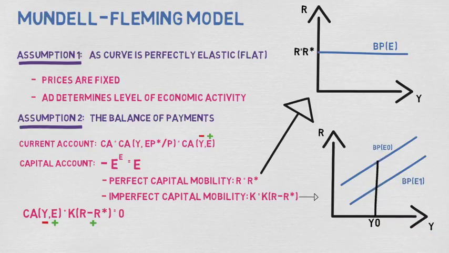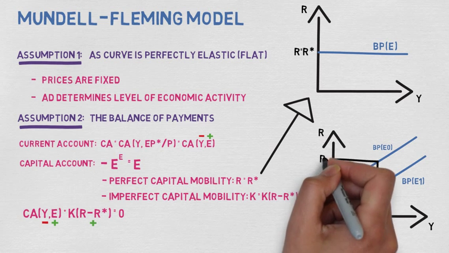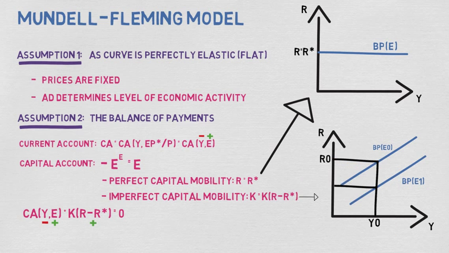Note how our definition of exchange rate means that E falls in the case of an appreciation and increases in the case of a depreciation. So at the given level of income Y0, a depreciation in the exchange rate means that there is an improvement in the current account, and so to stay balanced, the capital account has to become more negative. Assuming foreign interest rate stays the same, the domestic interest rate falls from R0 to R1 at this given level of output.